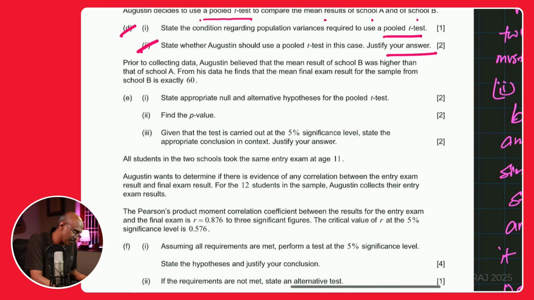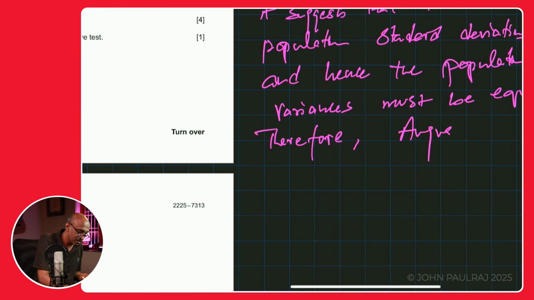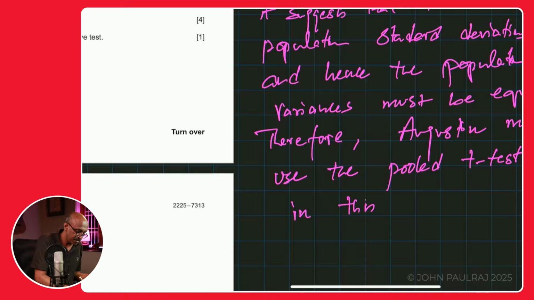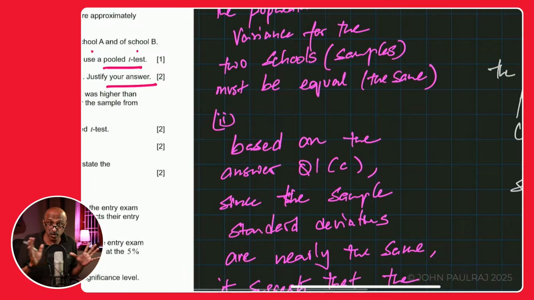So what are we saying then? State whether Augustine should use a pooled t-test in this case. Therefore, remember, answer in the context: Therefore, Augustine must use the pooled t-test in this case. All right, I think my writing is taking a lot longer time, but I just want it to be helpful to you all to understand.